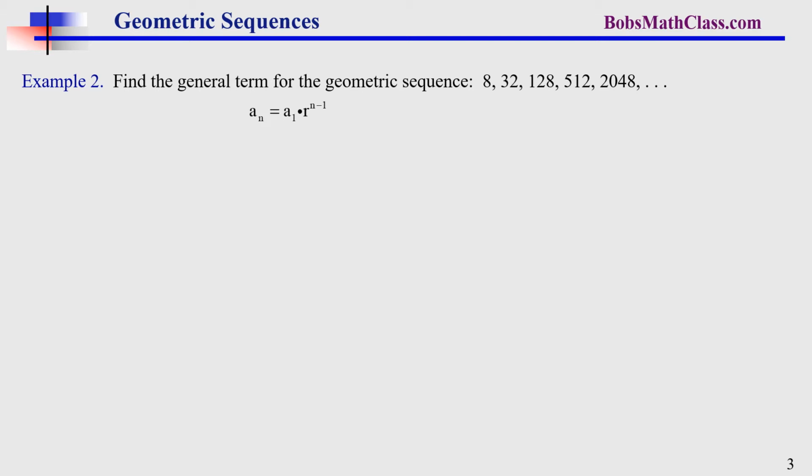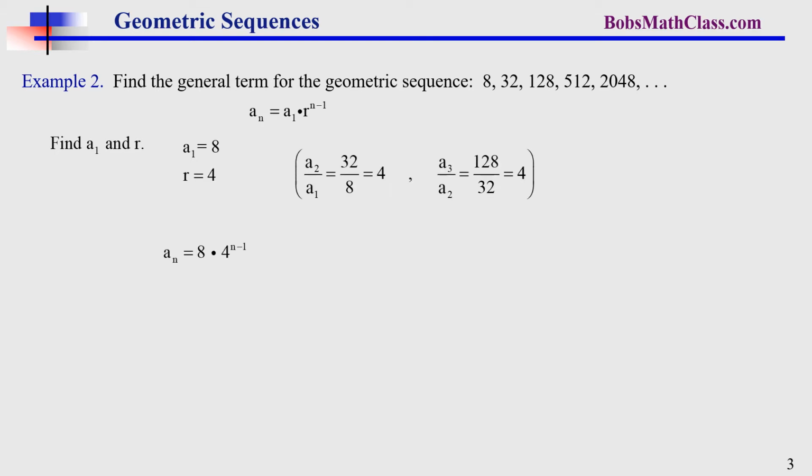What is a1? Right, a1 is 8. And r, what is our r? 8 times what number is 32? 32 times what number is 128? So a1 is 8 and r is 4. Now plug those into the formula. So a_n equals 8 times 4 to the n minus 1.